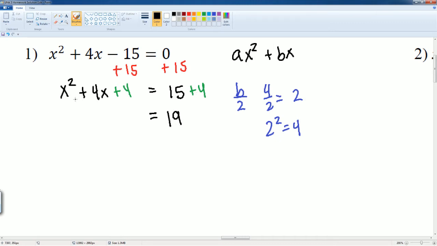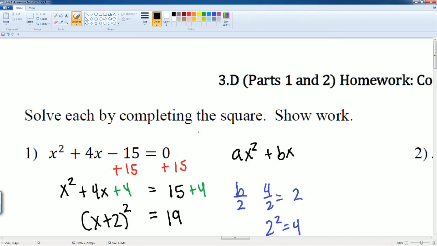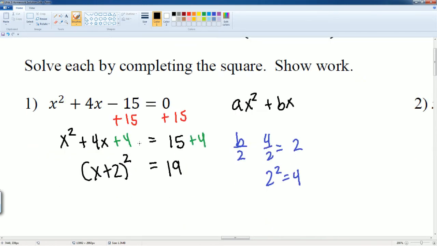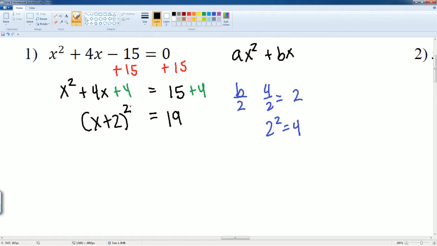This now becomes a perfect square. So x plus 2 and x plus 2, those are its factors. You can also just write that as x plus 2 squared. All right, and it says to just solve by completing the square. So it equals 19 right now.